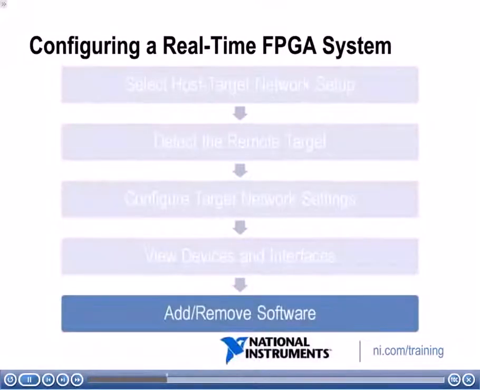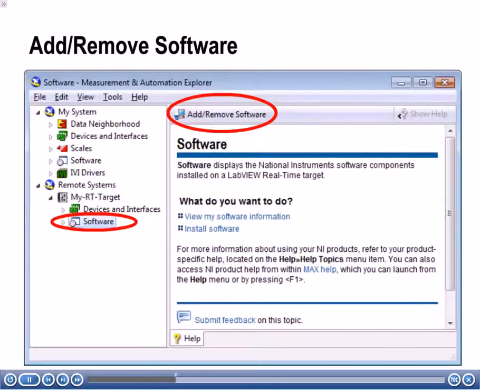The next thing you want to do is add and remove software accordingly on your RT target. So here we have another screenshot of Max, and notice under your RT target there is a tab called Software. So what you want to do is select that software and then click the Add Remove Software button, and that'll launch a wizard that allows you to install software onto your RT target.